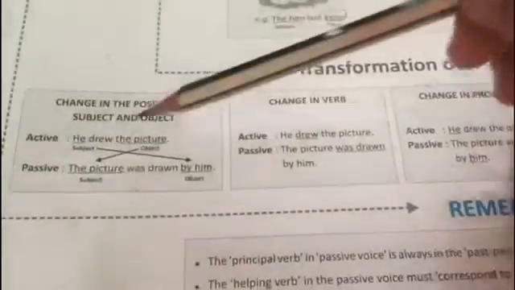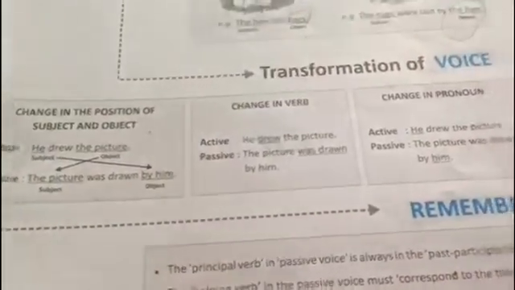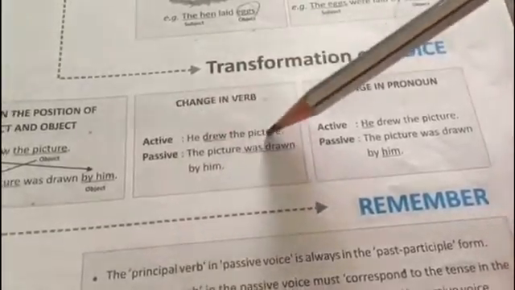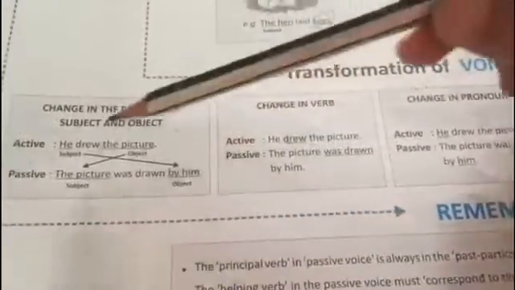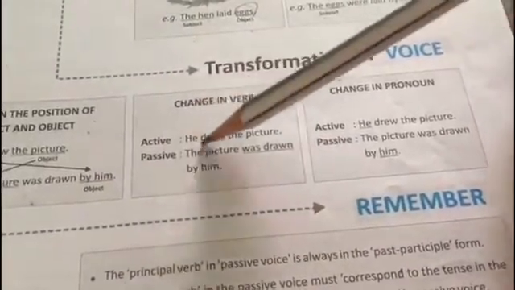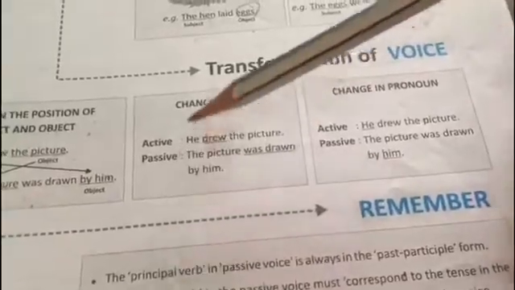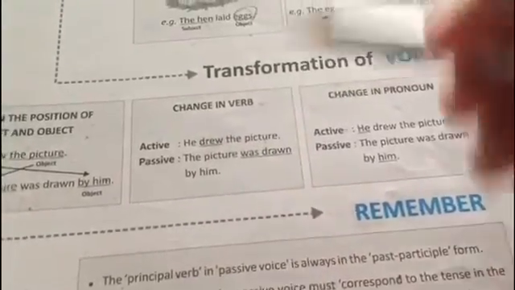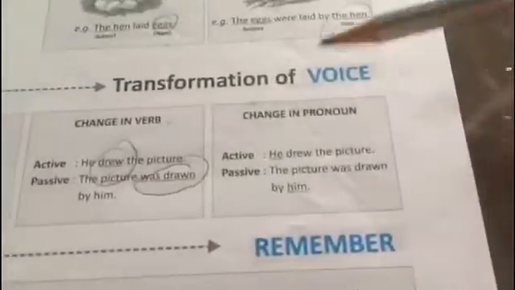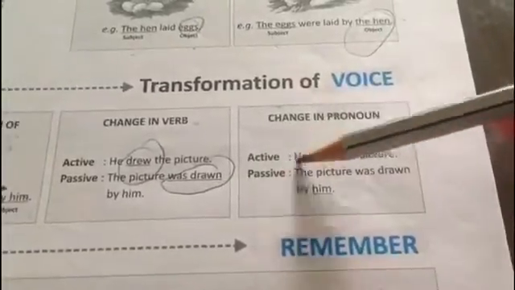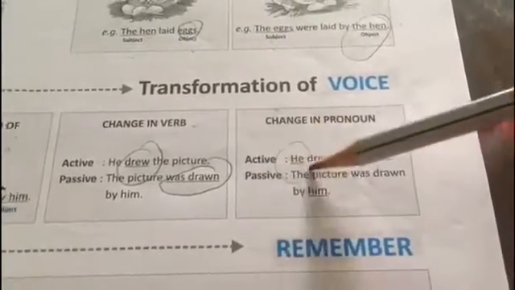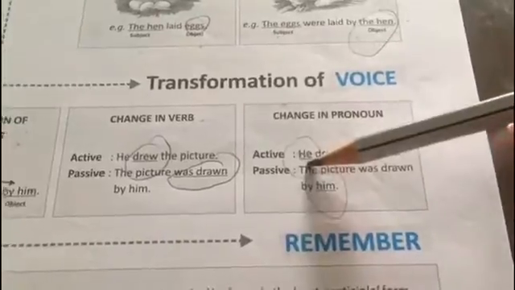With the change in position of the subject and object, there is also change in verb. Like in active, he drew the picture. But in passive, the picture was drawn by him. So there is also change in the verb. And there is also change in pronoun. Like he drew the picture. Here he, which was in active voice, gets converted into him in the passive voice.